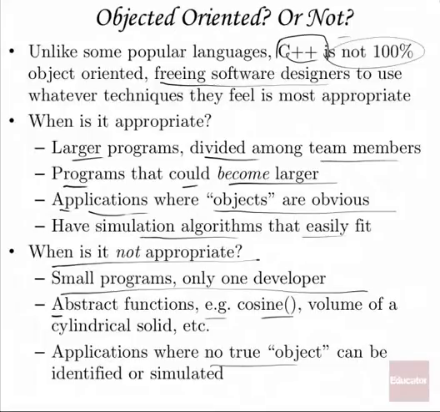Cosine, for example. The square root of 4 is 2, okay? You don't need object dot square root. You don't need 2 as an object. Take the square root of my object. That's ridiculous.